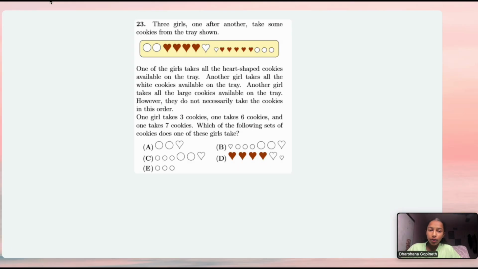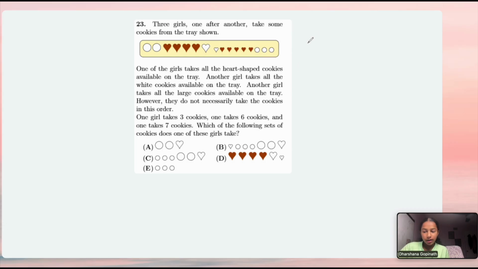3 girls, one after another, take some cookies from the tray below. One of the girls takes all the heart-shaped cookies available on the tray. Another girl takes all of the white cookies on the tray, and another girl takes all of the large cookies available on the tray. However, they do not necessarily take the cookies in this order. So let's take a look at this problem.